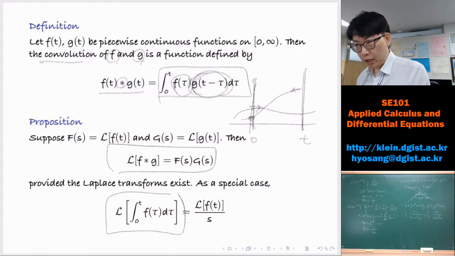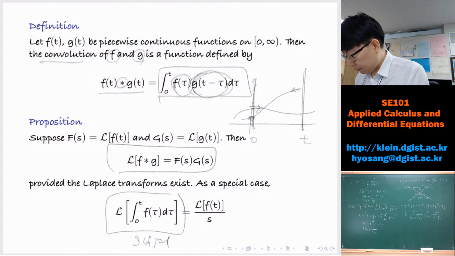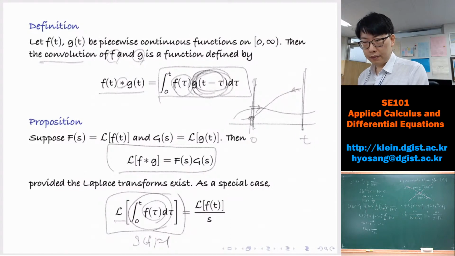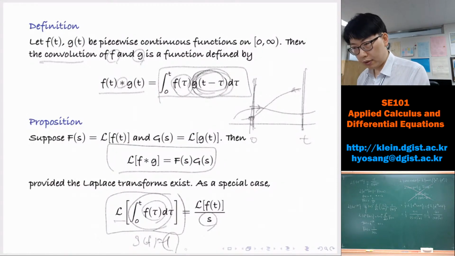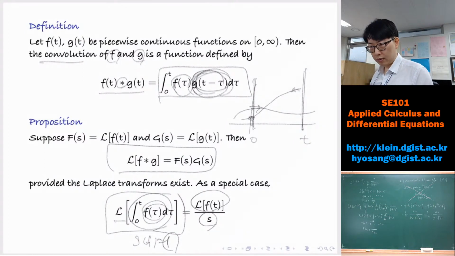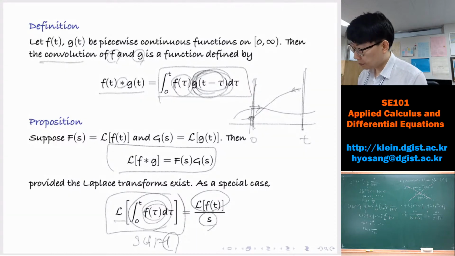When you take g of t equals 1, then you only have an integral of f of tau, because this term is always 1. So you can take a Laplace transform of the integral of the function, or in other words, an antiderivative of an antiderivative. Then you get this function. This 1 over s comes from the Laplace transform of 1. And this Laplace transform of f of t is given by the specific function f of tau.